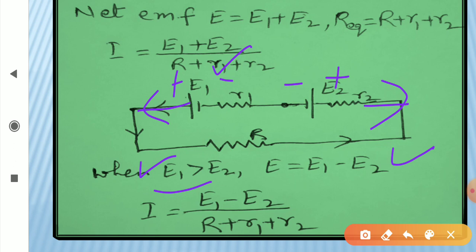And the total resistance of the circuit is the same because r1, r2 and R are connected in series only. So now the current becomes E1 minus E2 upon R plus r1 plus r2.